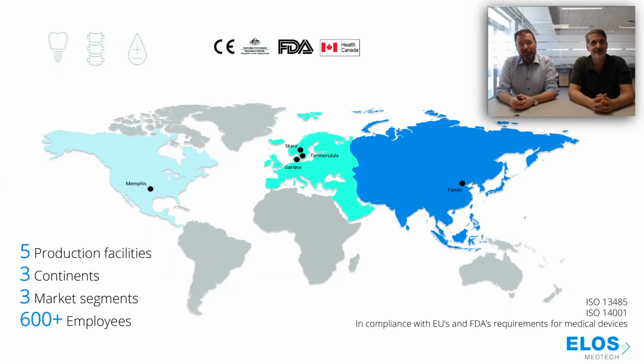Shortly about Elos. Elos is a medical device manufacturer. We are serving not only dental, but also orthopedics and life science. We have 5 production facilities on 3 different continents: China, the US, Sweden and Denmark. All the dental products are developed and manufactured in Denmark. So Ralph, what are we going to talk about today?